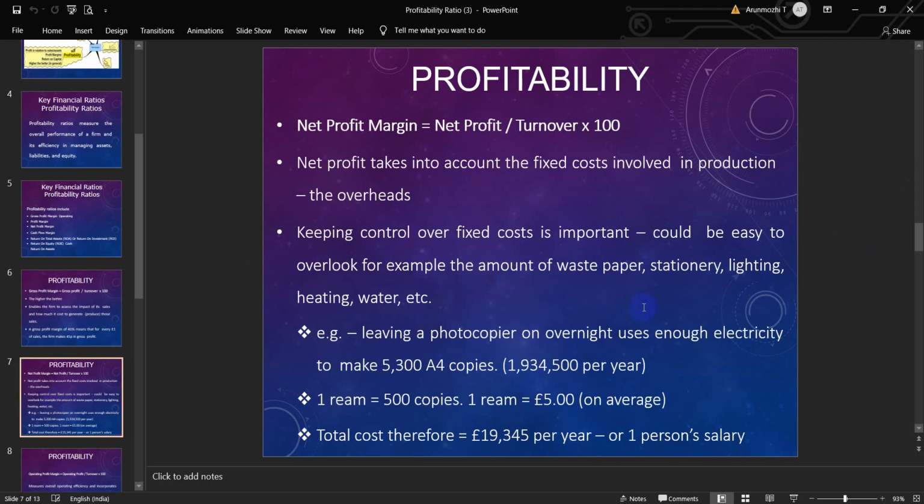For example, leaving a photocopier on overnight uses enough electricity to make 5,300 A4 copies. It means 19,34,500 per year.